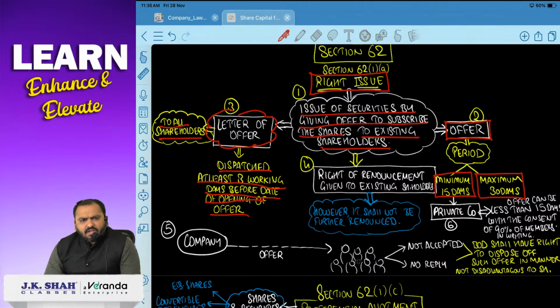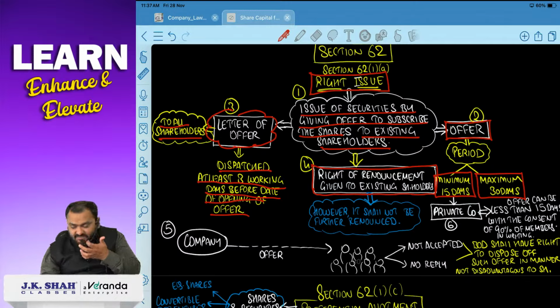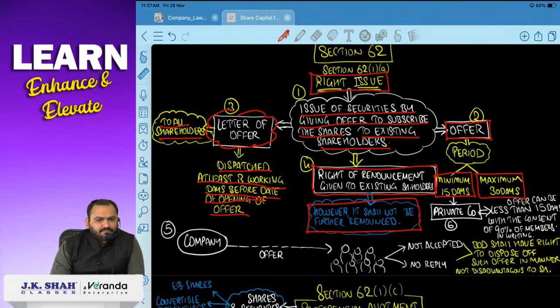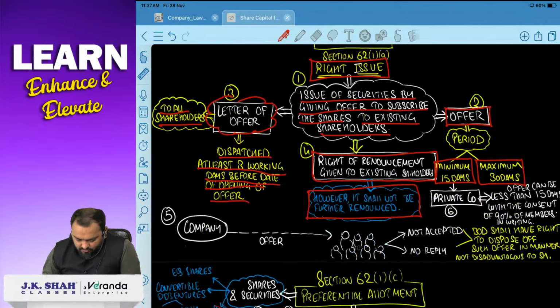Suppose you all are the existing shareholders and the company is giving you an offer to subscribe our shares to make more investments in our company. Now suppose you don't want to invest, can you give this right to someone else? In this case, yes, you have the right of renouncement. Right of renouncement is given to the existing shareholders. So you can renounce this to anyone else, but that person cannot further renounce it to anyone. Further renouncement is not allowed. Understood everybody?